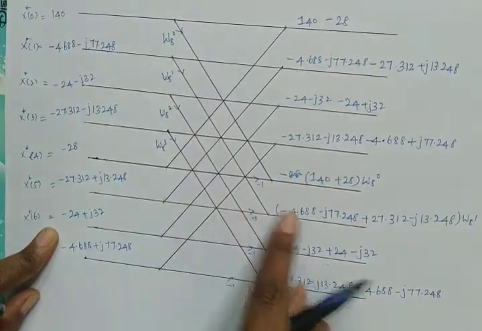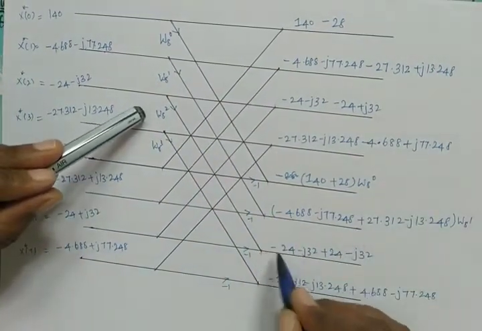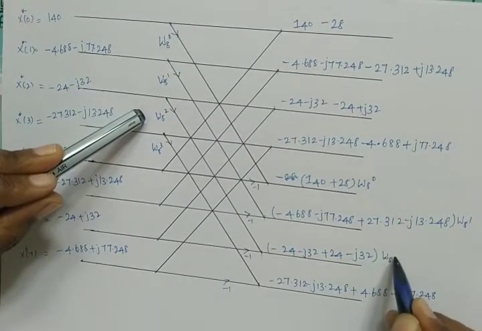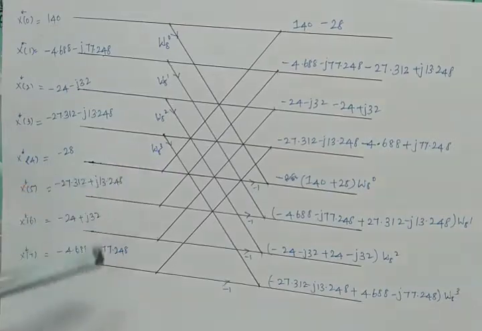Now this should be multiplied with the middle factor W8 power 0. And here we have W8 power 1. Here it is W8 power 2. And here it is W8 power 3.